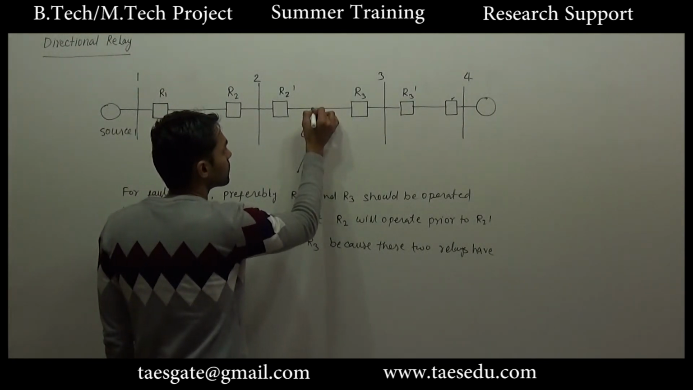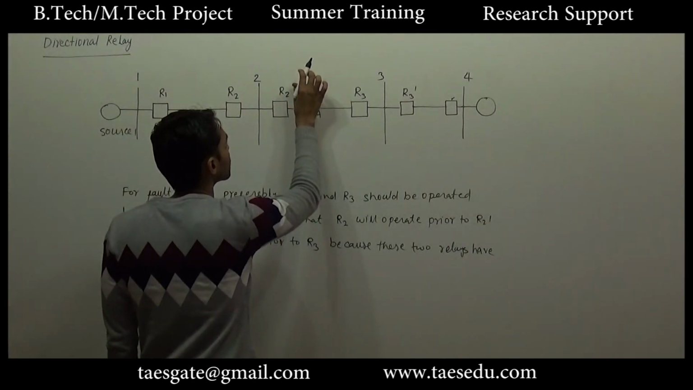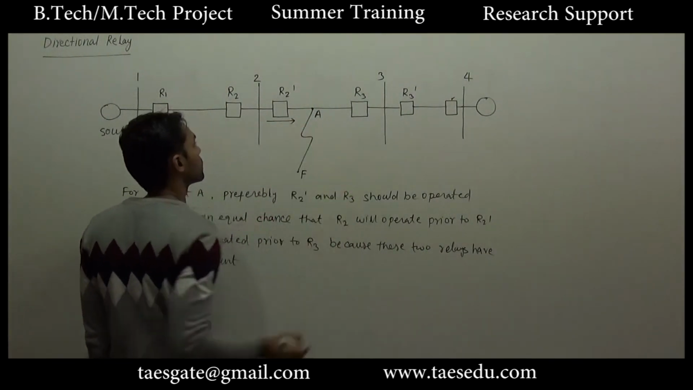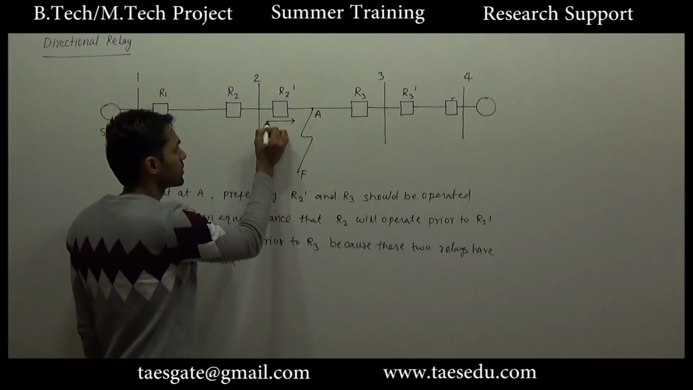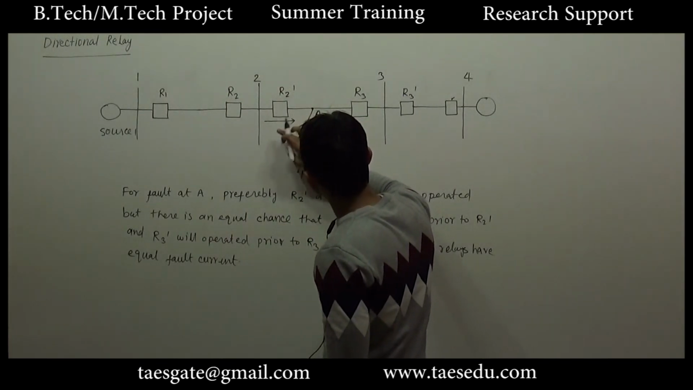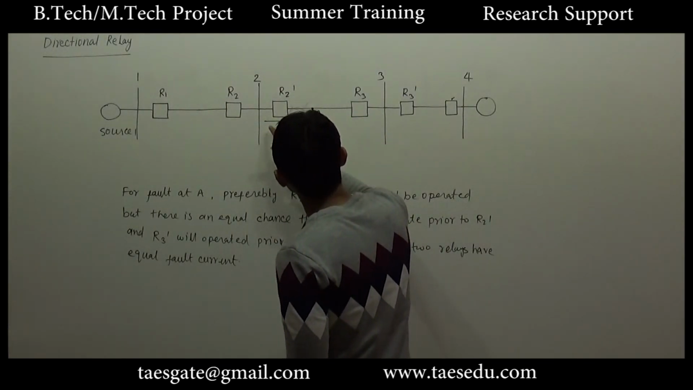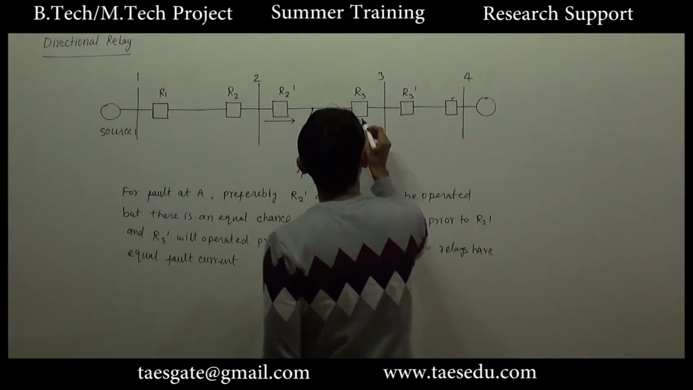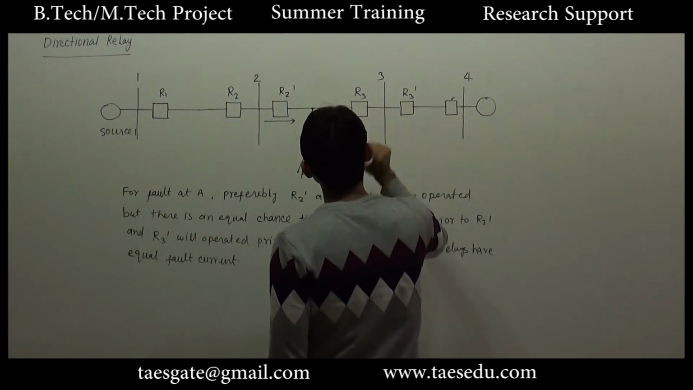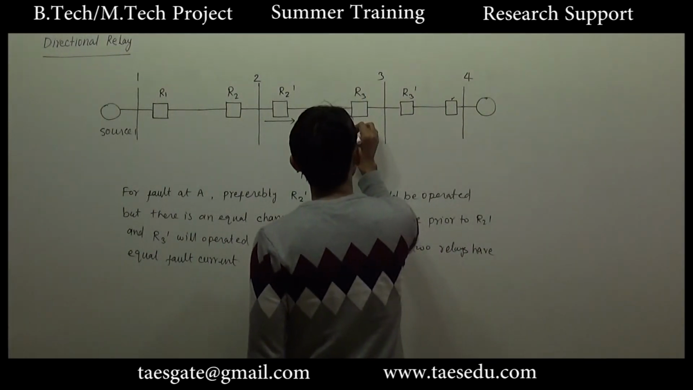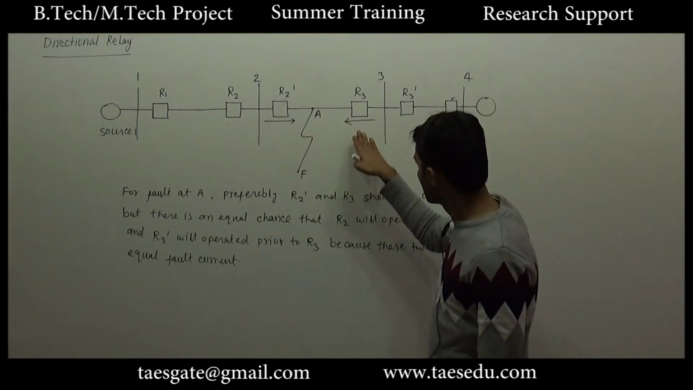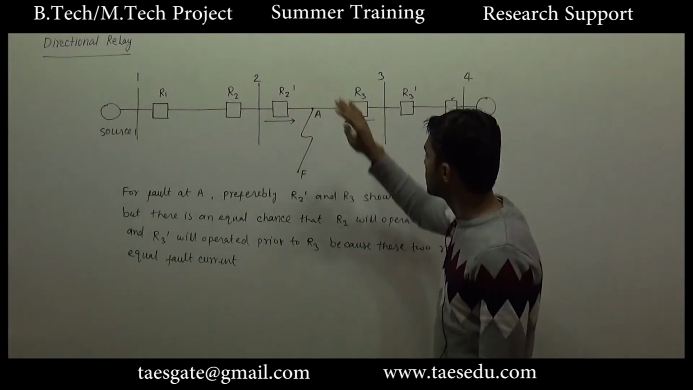Okay, for this fault, the direction of current in R2 will be from left to right. So let us assume that R2 dash should operate when the direction of current is from left to right, and for fault A, if R3 should operate, the direction of current in R3 is from right to left. So let us assume that for these two directions of current, these two relays will operate.